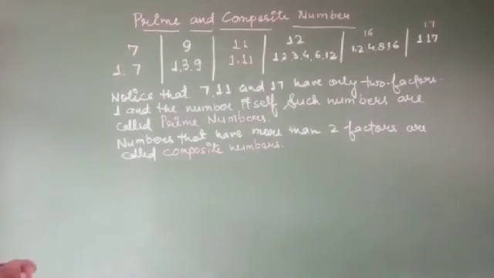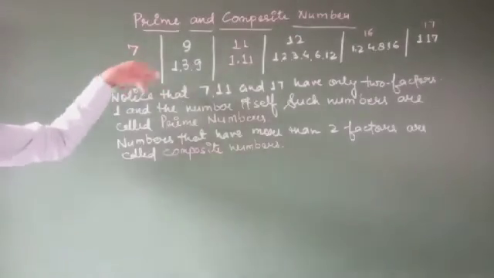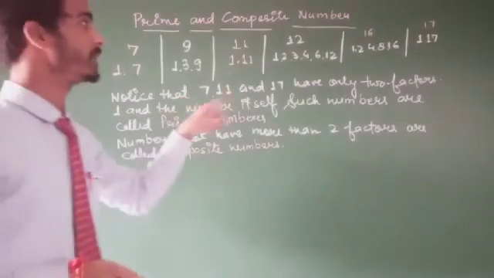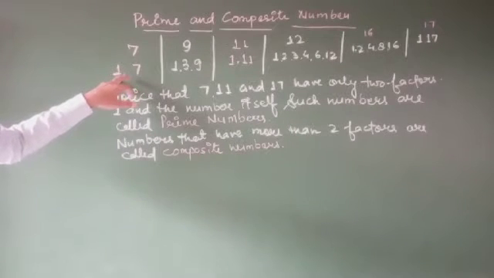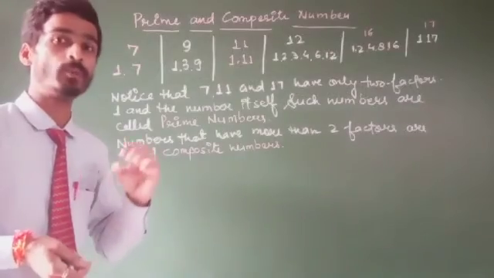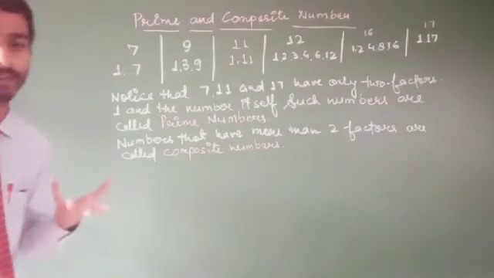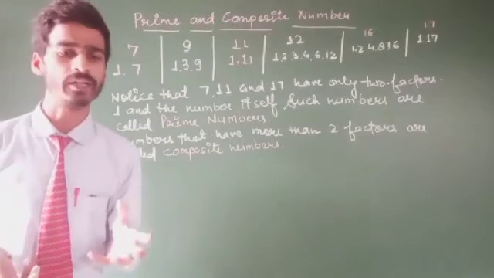Listen carefully once again. Compare the factors of the following numbers. You have learned that one is a factor of every number, and every number is a factor of itself. Notice that 7, 11 and 17 have only two factors, one and the number itself. Such numbers are called prime numbers. And the numbers which have more than two factors are called composite numbers, and 9, 12 and 16 are composite numbers.